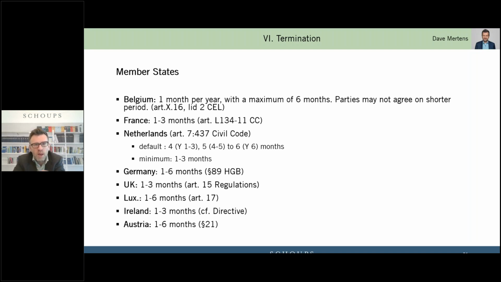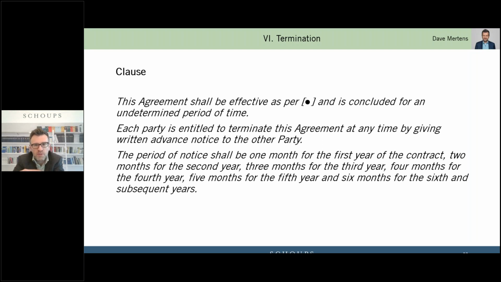The choice of law, despite the directive which harmonizes this, Belgian law, Luxembourg law, Irish, it can matter. It can have a financial impact. It can impact how easily you can terminate, or how difficult or how costly termination will be. This is a perfectly valid clause, which is based on the Belgian concept. So it's 1 month per year that is started, not ended, one started year, with a maximum of 6 months. But again, longer is possible, sometimes advisable, but it needs to be at least as long for the principal as it is for the agent.